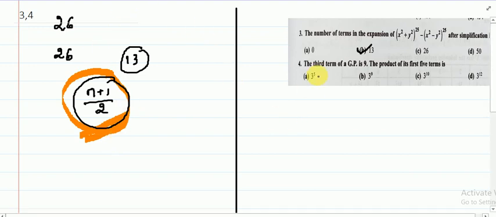Next, the third term of a GP is 9. The product of its first 5 terms is.